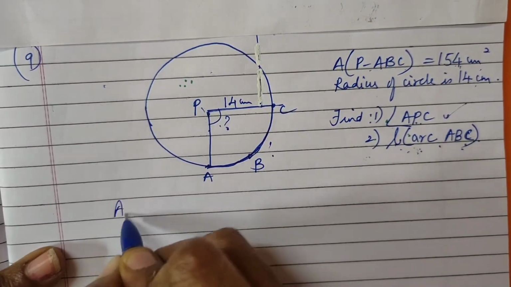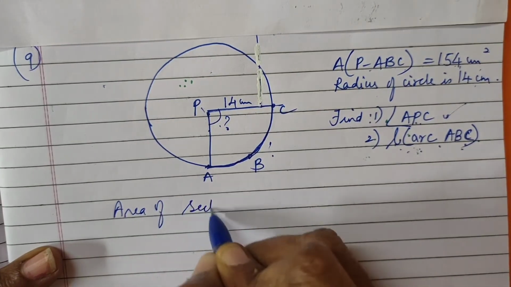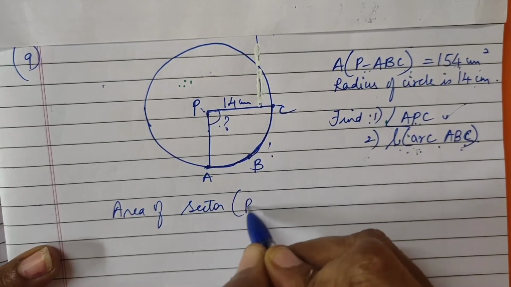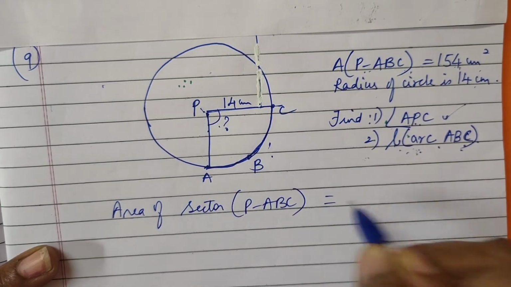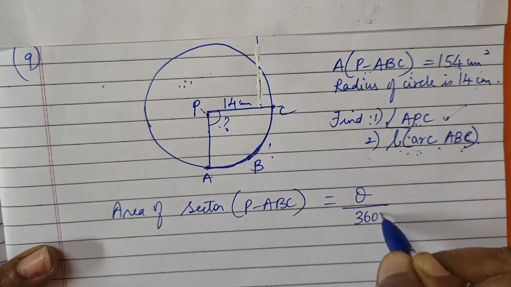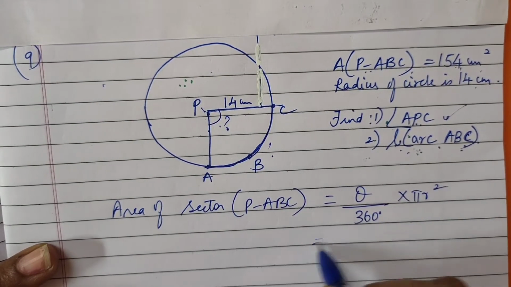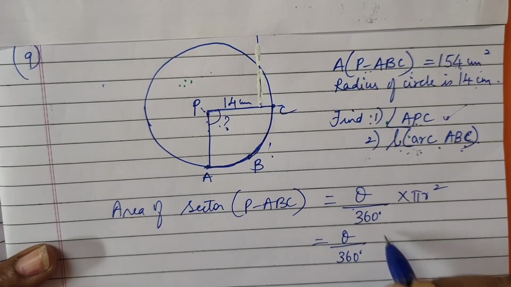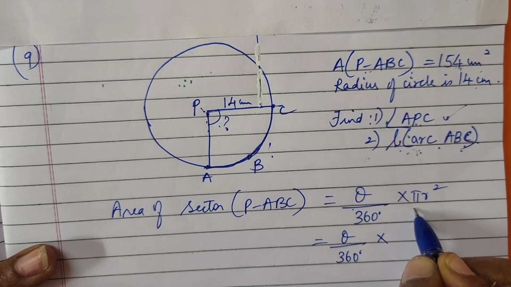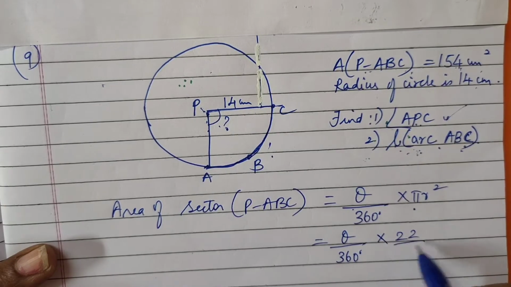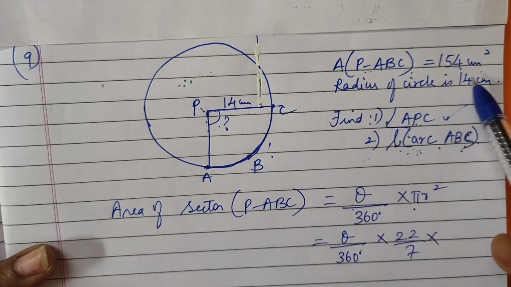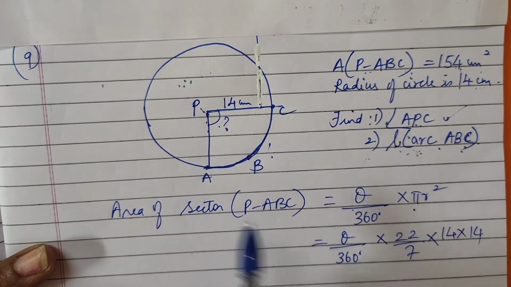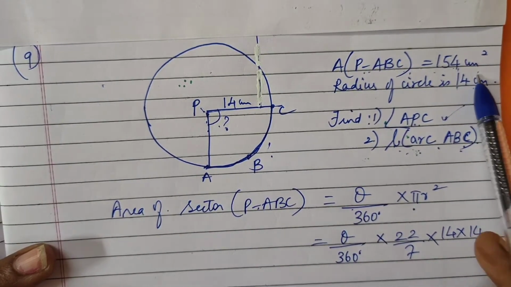What is the area of a sector formula? Area of a sector, PABC, that is what? Theta upon 360 into pi r square. So theta is what? We don't know. So I write theta upon 360 degree into pi. Is anything given for the value? No. So we will take it as 22 upon 7 r square. R is what we have written here, 14 centimeter. That is 14 into 14. But the area of a sector is given here as 154.